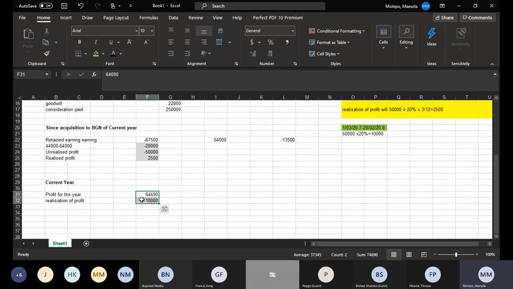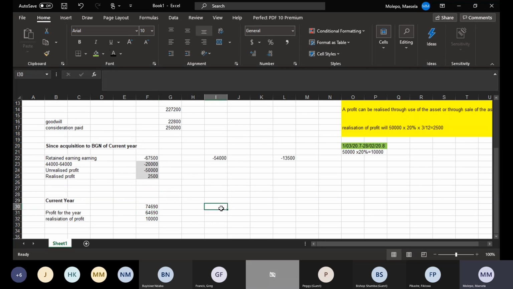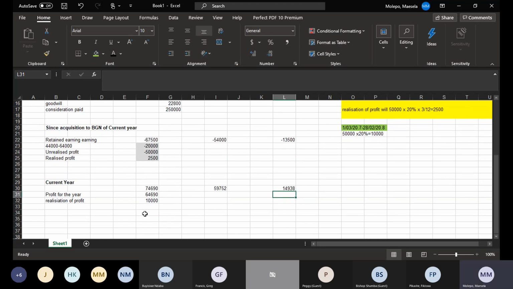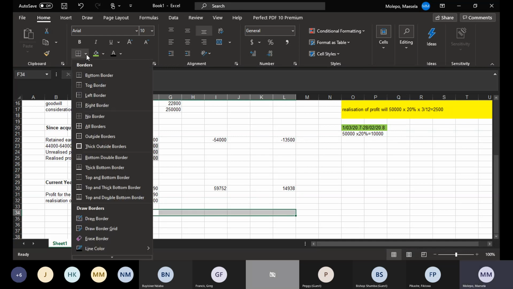So now since we had the profit of 64,690, and then we add it to the 10,000, then we'll have the 74,690. And then we do our percentages based on the 80%, which is 59,752. And then on 20%, it will be the 14,938. Now we can say we are done with our analysis of shareholders.